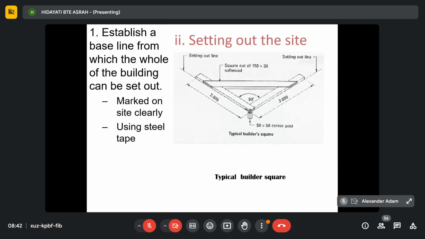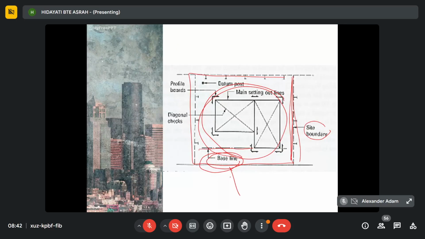Firstly, you need to mark the baseline on the site clearly so that the line can be re-established at any time. This baseline is a temporary benchmark for you to set out the whole building.